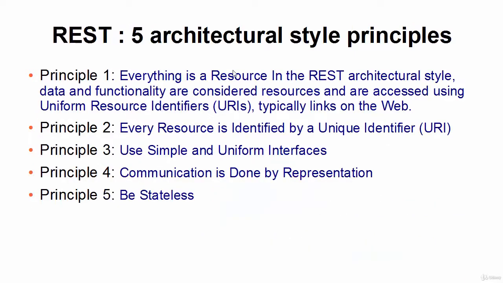Now there are five basic software architectural style principles in REST. Principle 1 is everything is a resource. In the REST architectural style, data and functionality are considered resources and are accessed using a URI. The second principle is every resource is identified by a unique identifier using URIs. The third principle is you have to use simple and uniform interfaces. So use simple and standard interfaces to define your REST architecture.